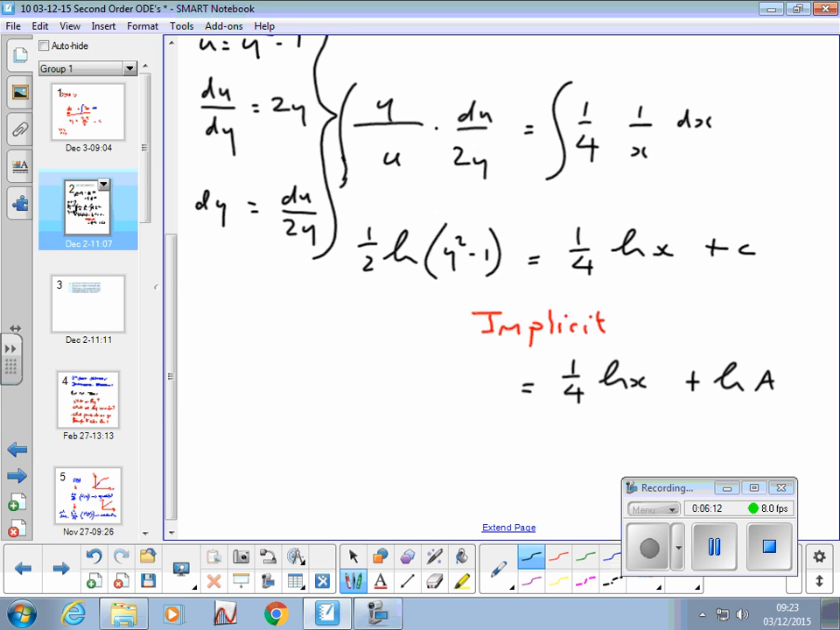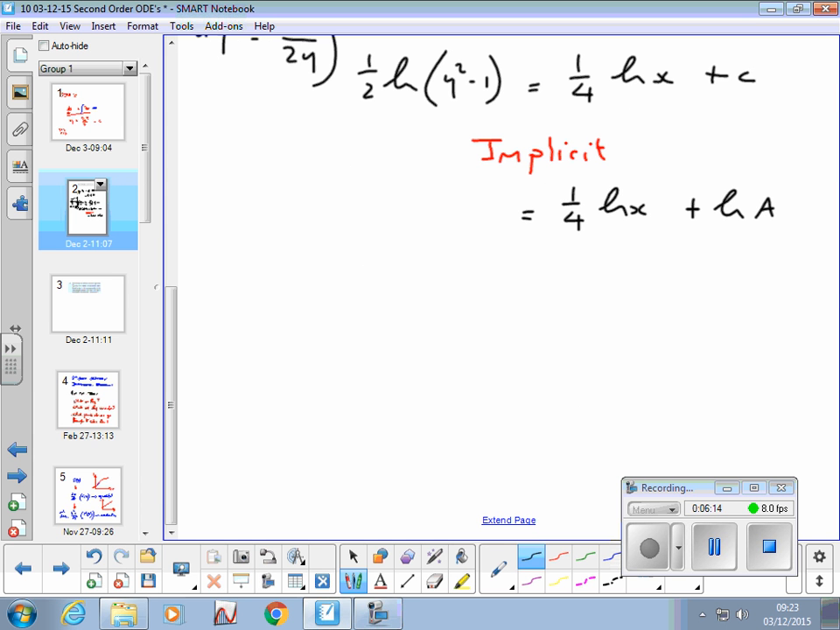And then I can think of the laws of logarithms that tells you I've got log of one plus log of another. That's the same as log of x times a. So I can actually now say this equals a quarter times the log of x a.